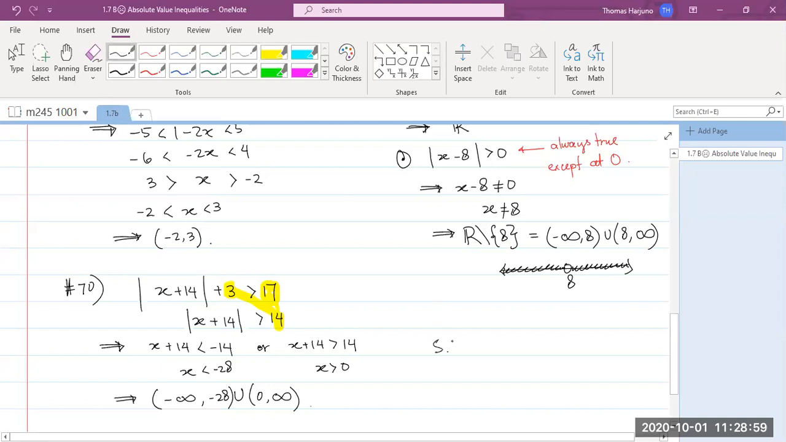Suggested homework from this 1.7b will be number 57 to number 81. But maybe I would say it this way: number 57 to number 71, the odd ones. And then you continue number 73 to number 81, do the odd ones also, but you don't need to graph. Just do them algebraically.